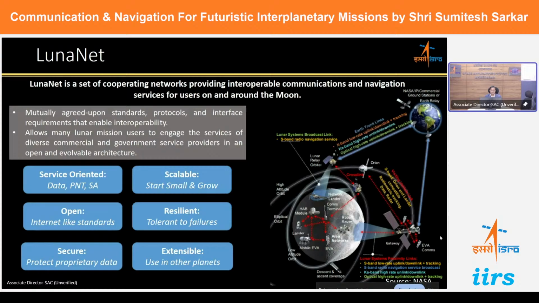So expanding this, NASA is now planning for LunarNet. Of course, we are also planning a similar kind of network surrounding the Moon, where we have different elements like orbiter, lander, rover, and maybe even human beings there on the Moon. Next.